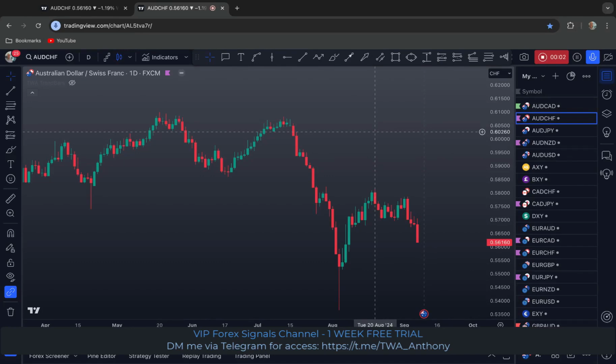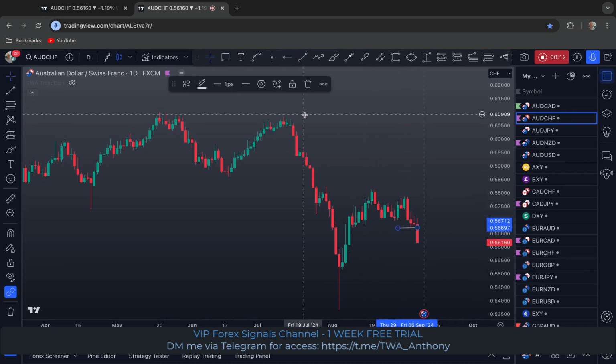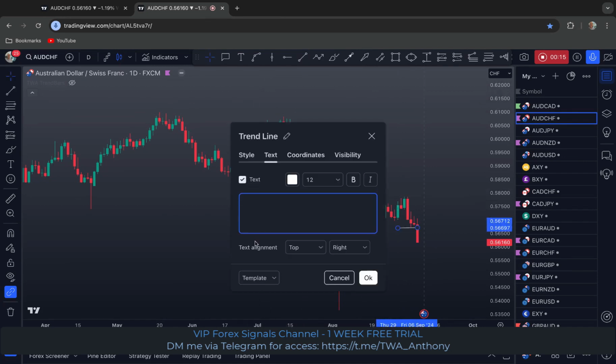Traders, Anthony here, looking at the Aussie Swissy on the daily time frame. This is broken structure on the 1D. Okay, we have a break of market structure right here, and we're looking for further downside.